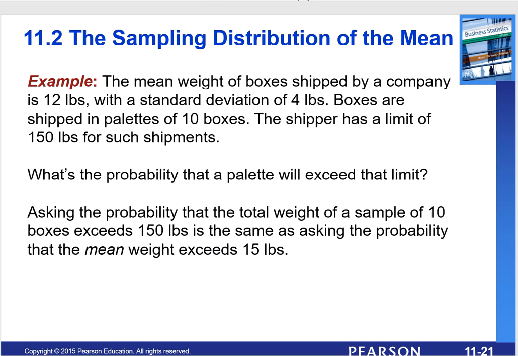Okay. How about another example? The mean weight of boxes shipped by a company is 12 pounds, with a standard deviation of 4. Boxes are shipped in pallets of 10 boxes. The shipper has a limit of 150 for such shipments. What is the probability that the pallet will exceed the limit? Asking the probability that the total weight of the sample of 10 exceeds 150 is the same as asking the probability that the mean weight exceeds 15 pounds.